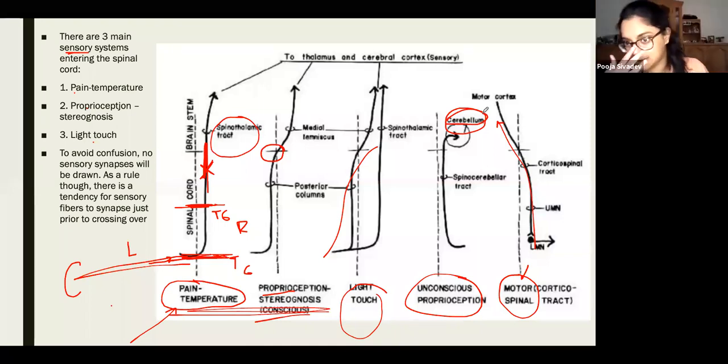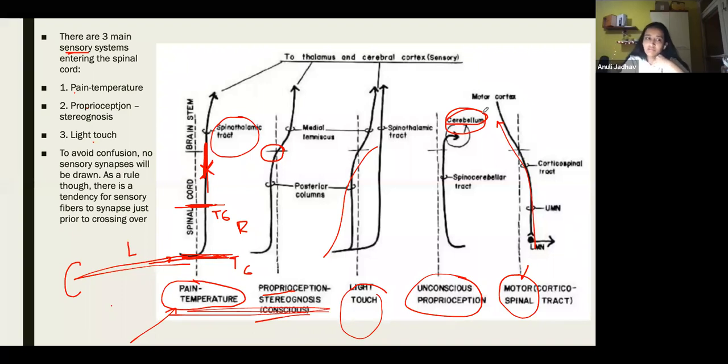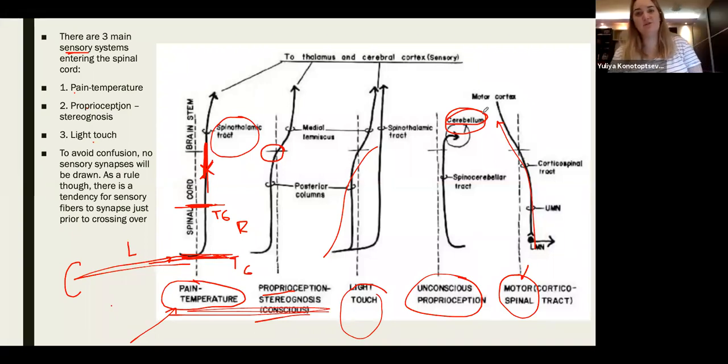Left side. Right. Right side. Spinothalamic. This is the cerebellum, it's your balance. I'm tilting towards the right side. That means the damage is on the right side because I am tilting towards it, right? So there is some kind of damage there. Yes?